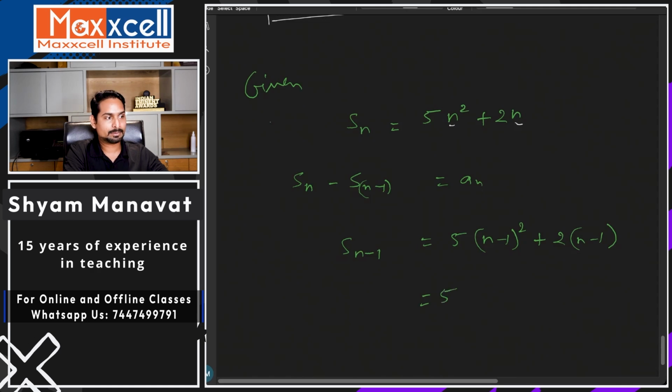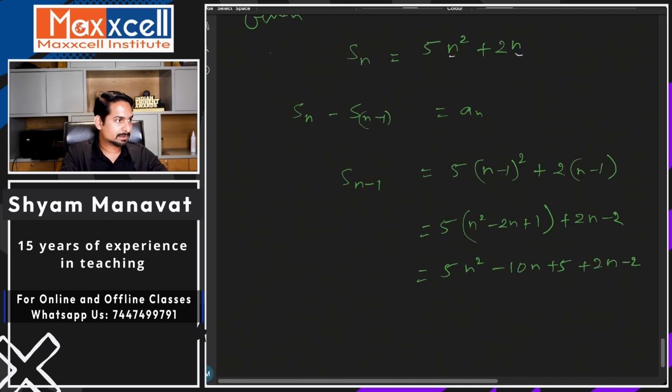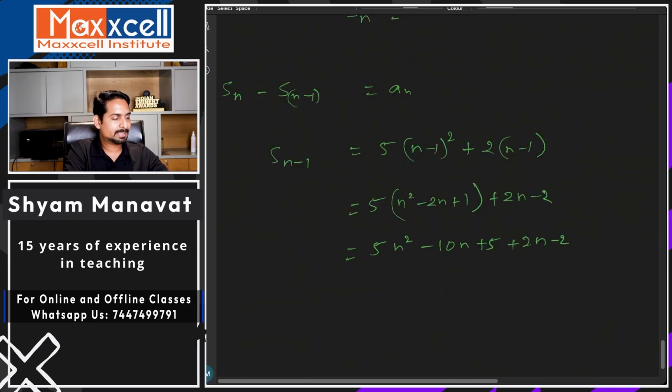What do we get here? 5 open the bracket: n square minus 2n plus 1, using a minus b whole square, guys, plus 2n minus 2. Open the bracket: 5n square minus 10n plus 5 plus 2n minus 2. I know you guys are quite smart and capable of solving it by yourself. Simplify it further. What do you have next? 5n square minus 8n, minus 10n plus 2n. 5 minus 2 is only 3. This is the value of Sn minus 1.